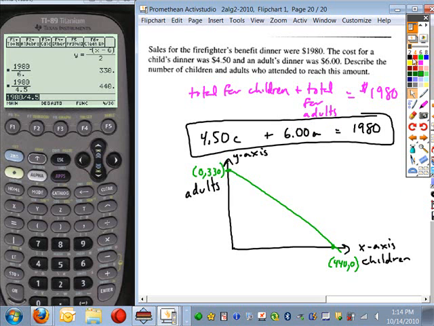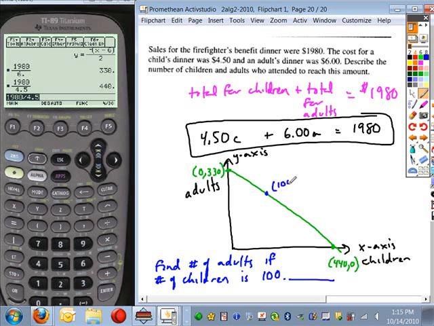Now, what if it then asked you to find the number of adults if the number of children is 100? Fine. So again, it's going to be somewhere over here, when there's 100 children. Lauren?